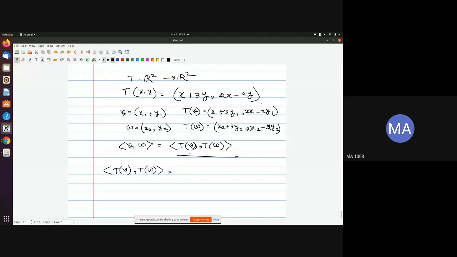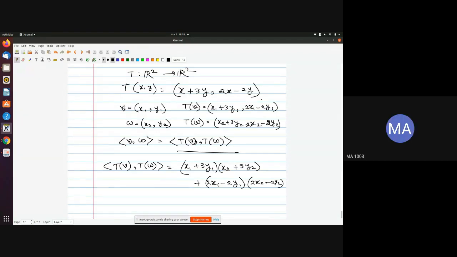With respect to the usual one, we are checking. So what am I getting? (x1 plus 3y1) times (x2 plus 3y2), plus (2x1 minus 2y1) times (2x2 minus 2y2). Correct. If I simplify this, do I get anything special?